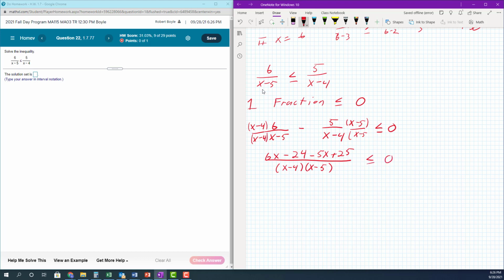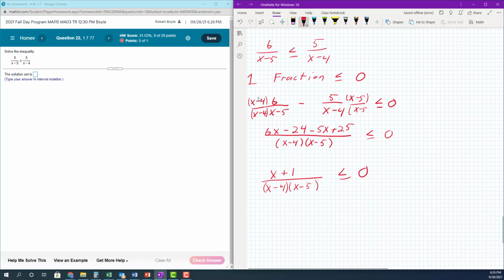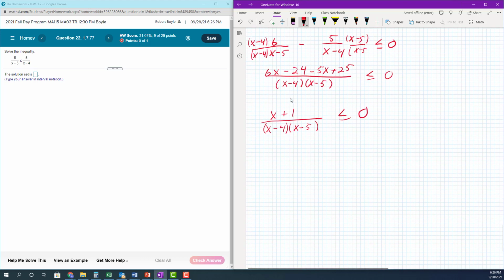I can do some simplifications. 6x minus 5x, well, that's just x. -24 plus 25 is plus 1, and that is going to be over x minus 4 times x minus 5. So here is our fraction on one side and 0 on the other. Now we can determine where the numerator equals 0 and where the denominator is equal to 0.